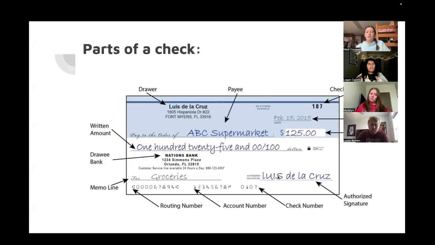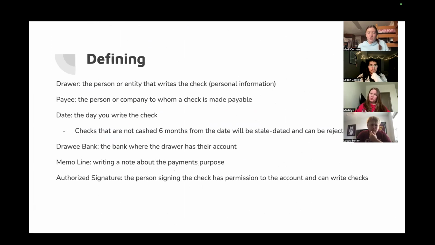Again, this is a lot, so we're going to start by defining it. The drawer is the person or entity that writes the check. So this is personal information. The payee is the person or company to whom a check is made payable. The date is the day you write the check. Checks that are not cashed within 6 months from the date will be stale dated and can be rejected by the bank. So it's important that you cash your checks in a timely manner.